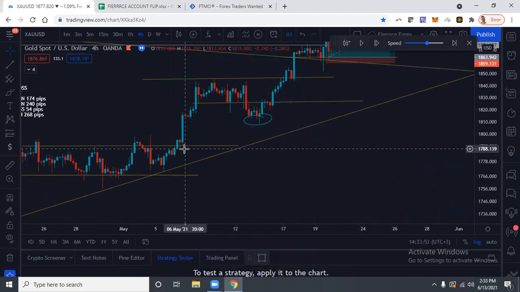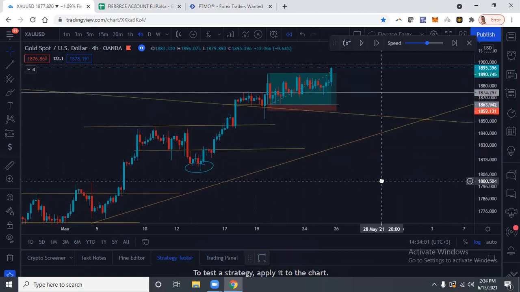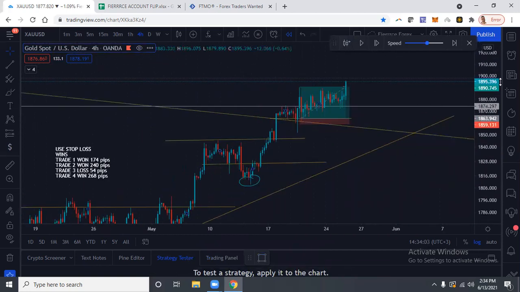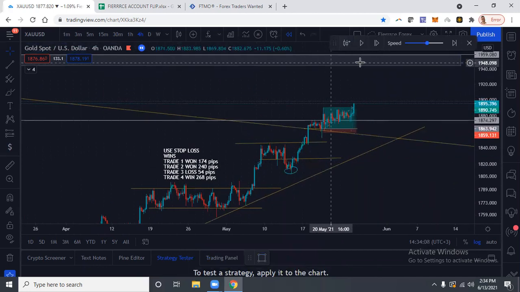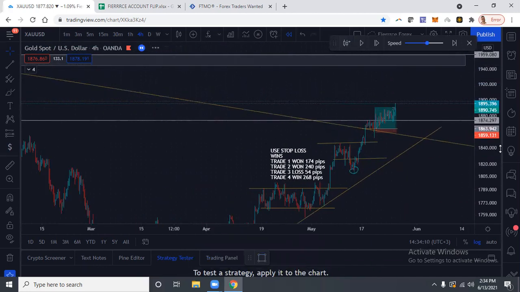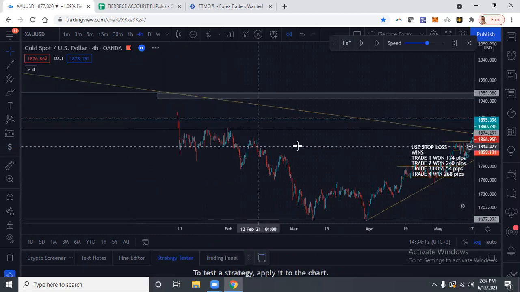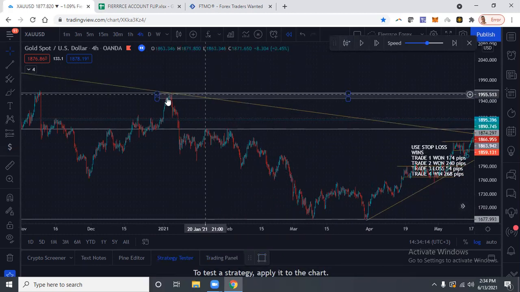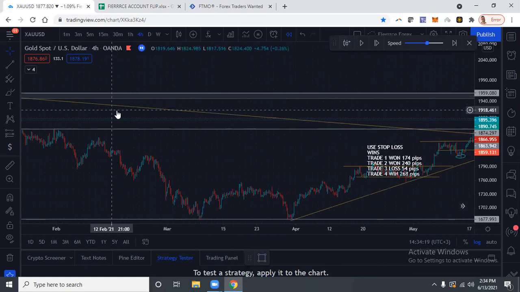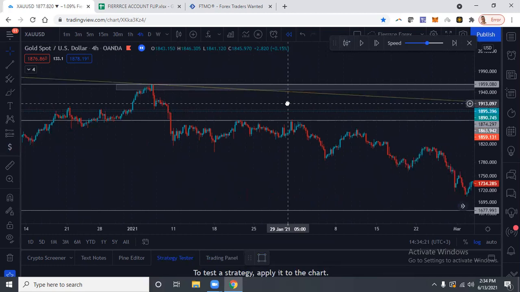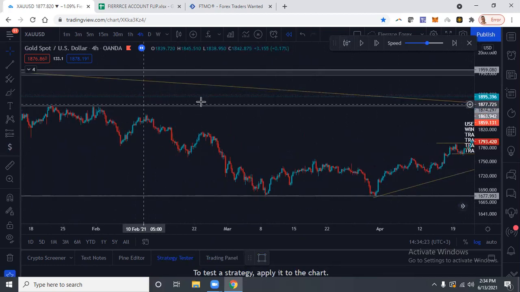We missed an entry here because we just didn't see this. By the time we were waking up to the market at 4 p.m. New York session, the trade had already moved. As far as I'm concerned, I still feel like this is a key level of interest, so I just want to look left to confirm. And mind you, I'm on the 4-hour.